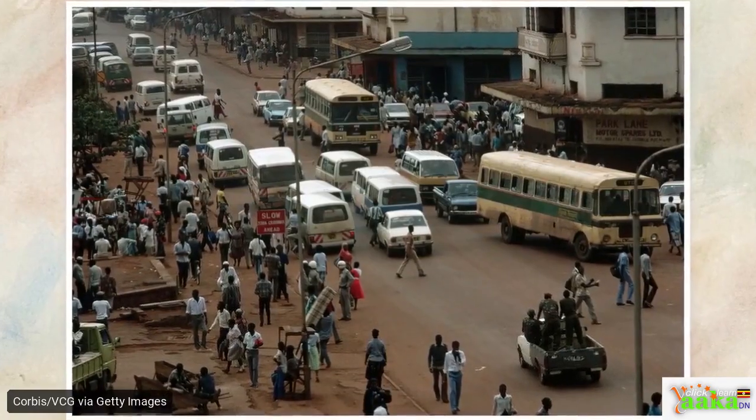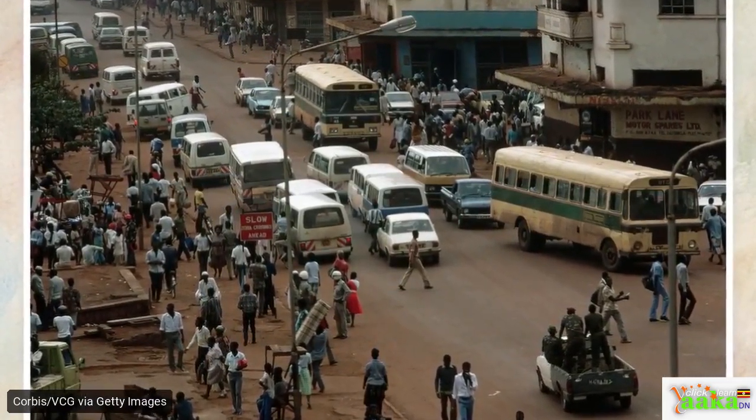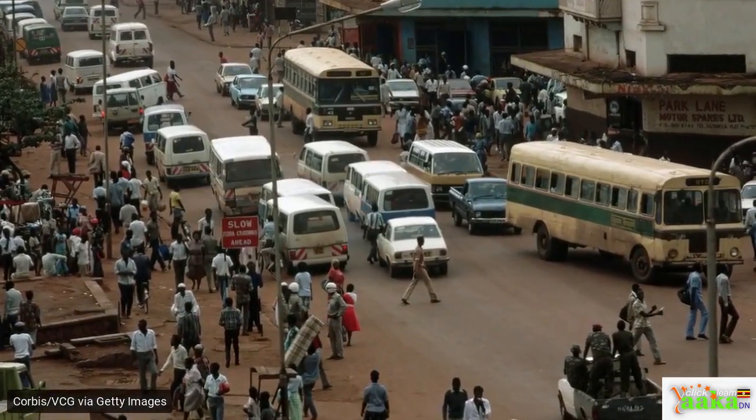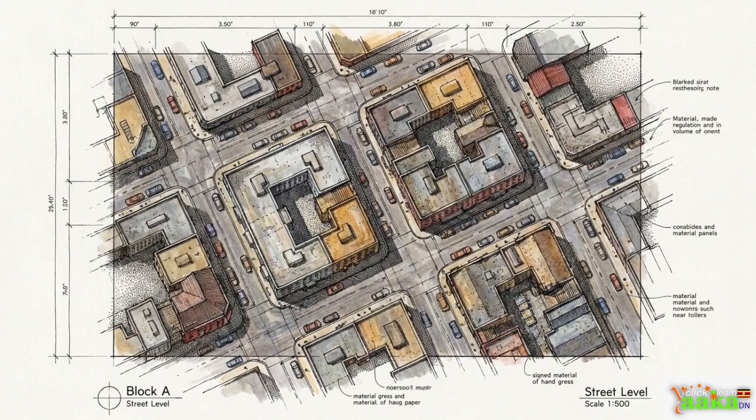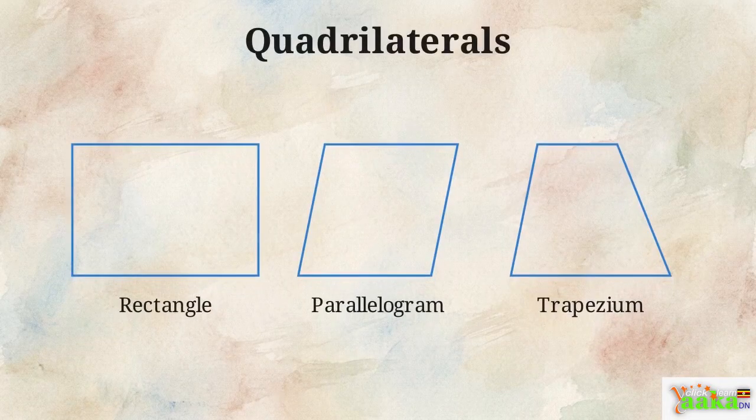This high-angle photograph of a Kampala city-state shows a different shape dominating the environment. From the buses and vans to the building plots themselves, 4-sided shapes are used to divide space efficiently. Quadrilaterals have 4 sides. Rectangles have 4 90-degree angles. Parallelograms have parallel sides, no 90-degree angles. Trapeziums have 1 parallel pair.